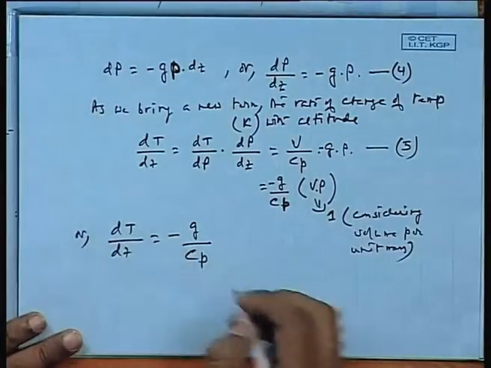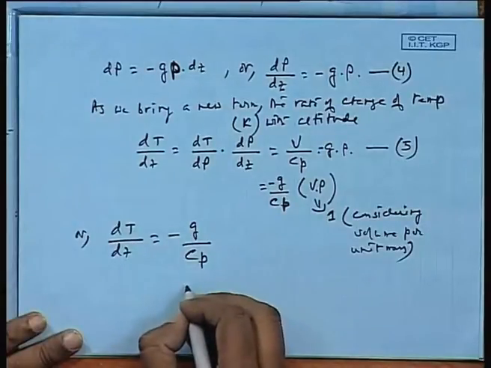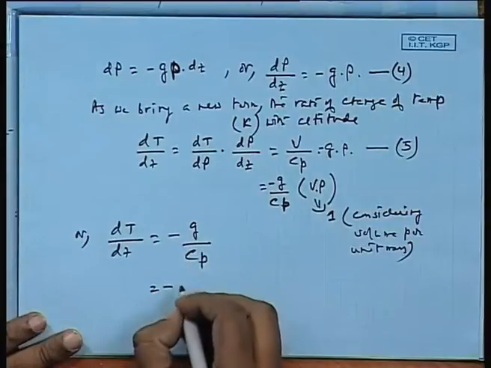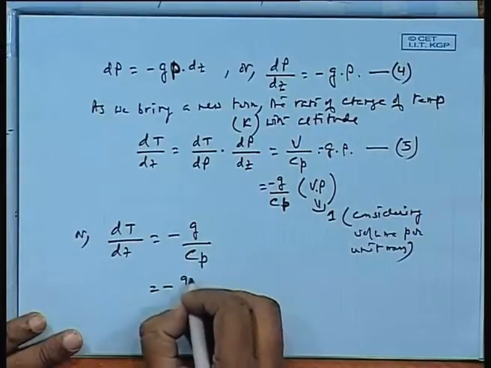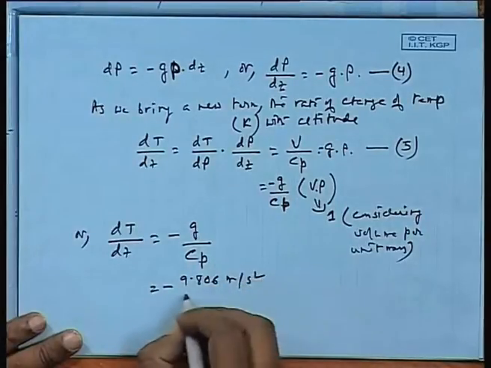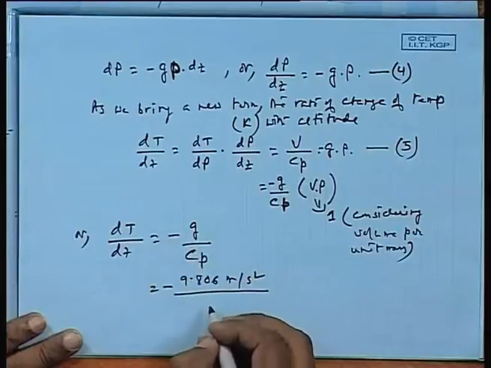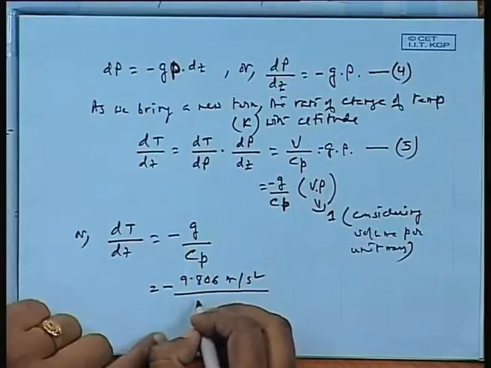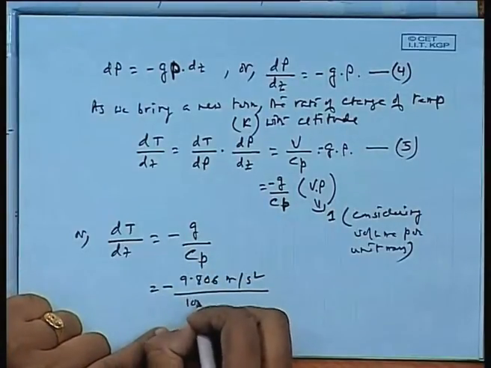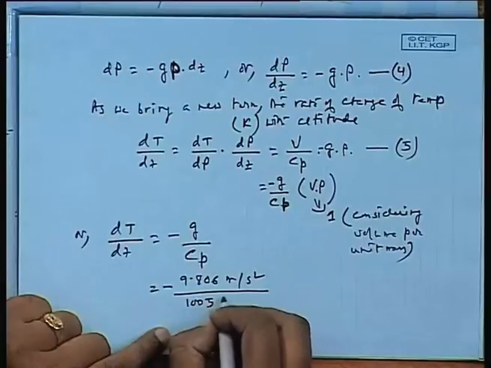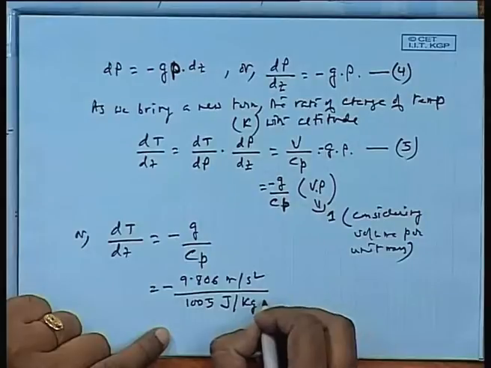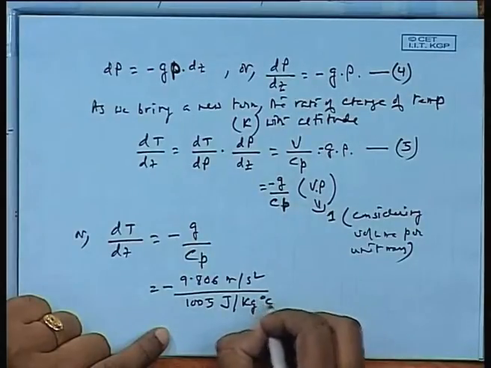As you can see in the first case, if you just give the value here, g is equal to 9.806 meter per second square. That is the typical value of g that you know of. And I have already said, cp is equal to 1005 joules per kg degree centigrade.